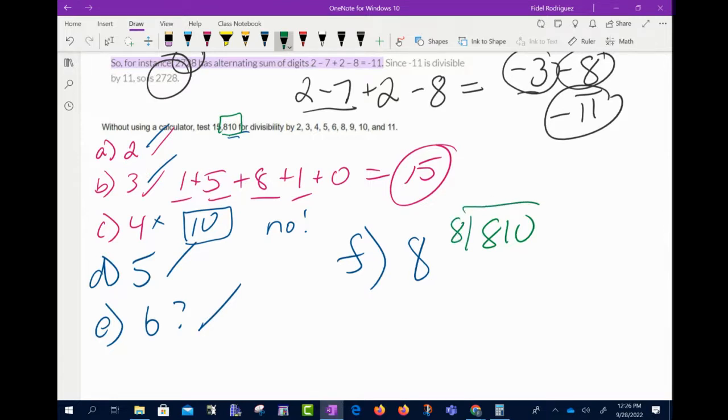So look, y'all, if I divided this out here, that would go in once. Okay. I would bring down my 1, but it doesn't go into 1. I would bring down my 10, but 8 doesn't go into 10. So no, I can't divide it by 8. Okay.